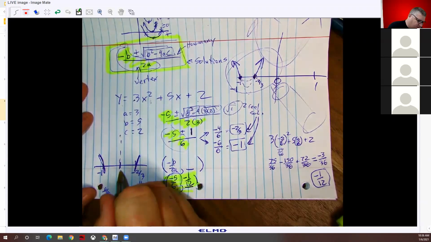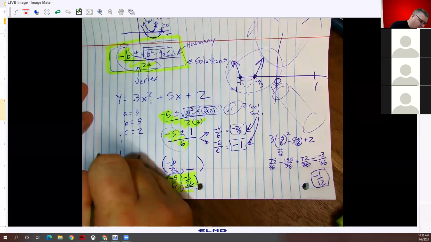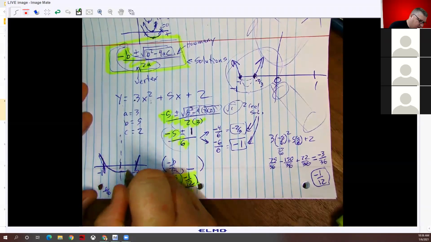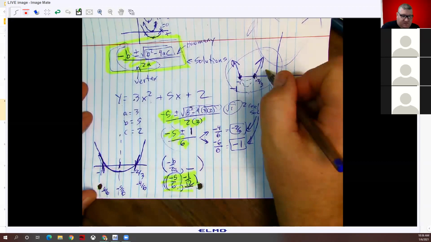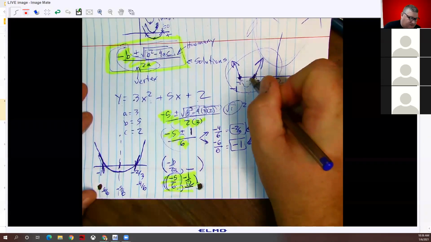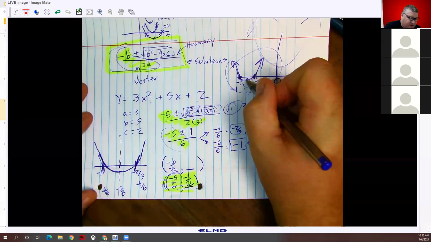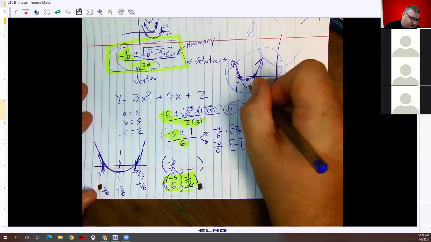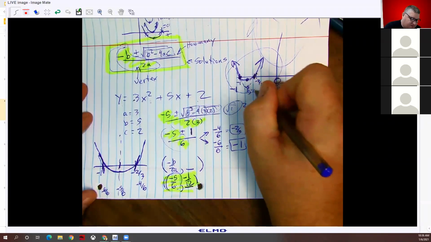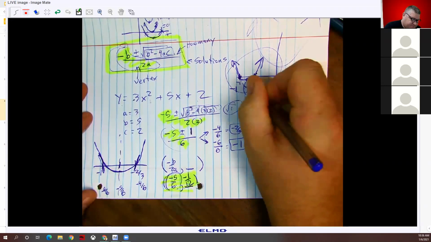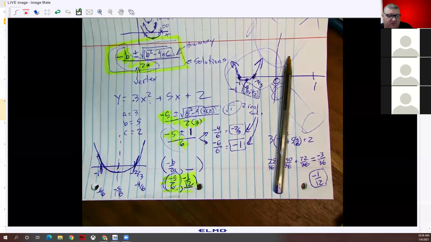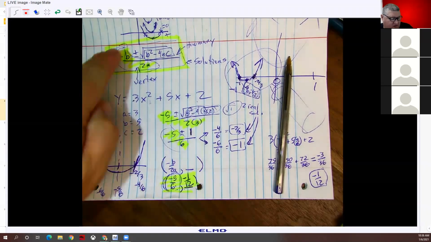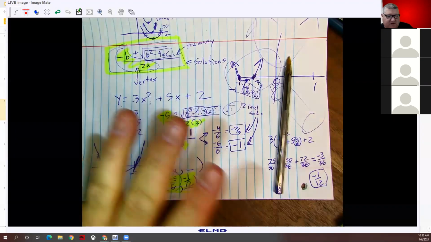And negative 1/12 is not down very far. So our graph goes right through just like that. So I draw it back up here. It's going to go just right down here with my vertex at negative 5/6, comma, negative 1/12. That is how you graph parabolas using the quadratic formula.